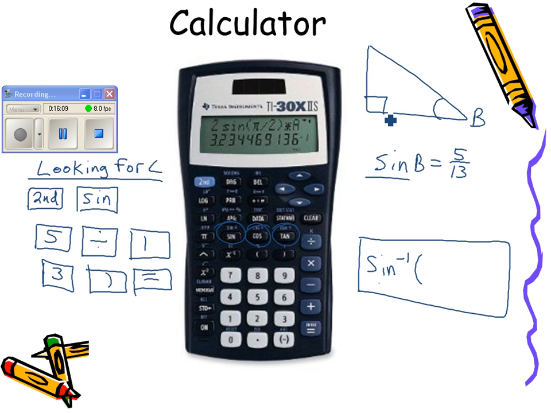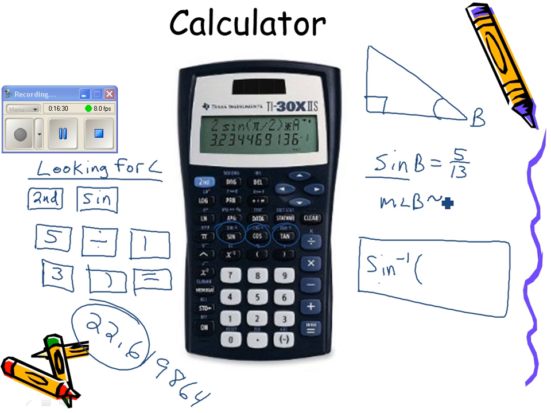And mine comes up with, it says 22.619864, so on and so on. Usually when we're dealing with angles, we just round it off to the nearest degree. So we would say measure of angle B is approximately 23 degrees.